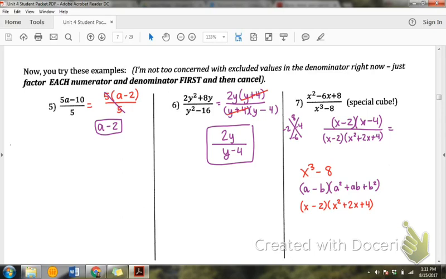Donald, what do they have in common? What are you going to cancel out? x minus 2. Good. x minus 2 and x minus 2 is gone. So we are just left with x minus 4 over x squared plus 2x plus 4.